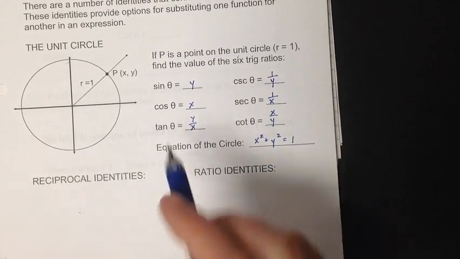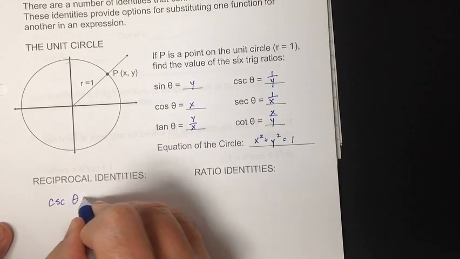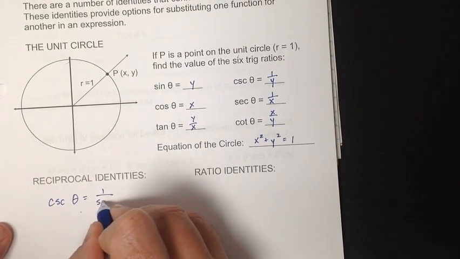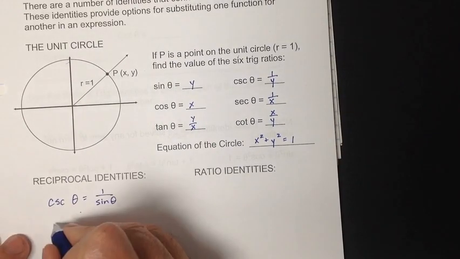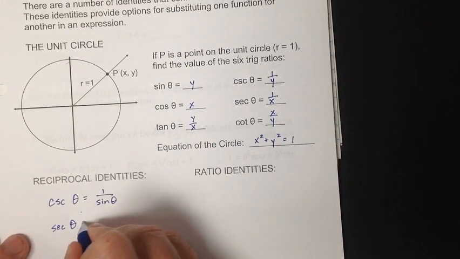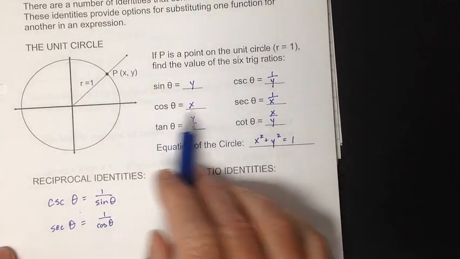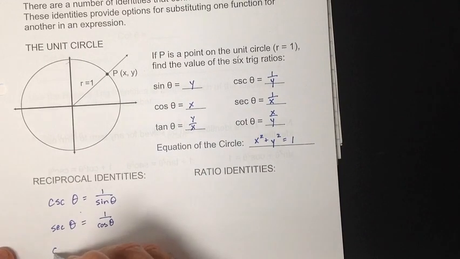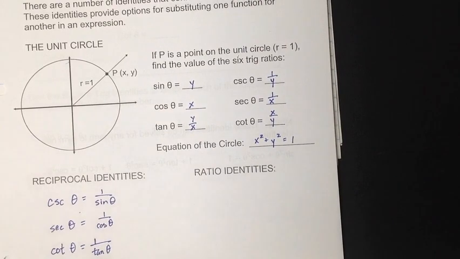The reciprocal identities. Cosecant theta equals 1 over sine theta. Cosecant and sine are reciprocals of each other. Secant theta is equal to 1 over cosine theta. Cosine and secant are reciprocals of each other. Cotangent theta equals 1 over tan theta. Cotangent and tangent are reciprocals of each other.